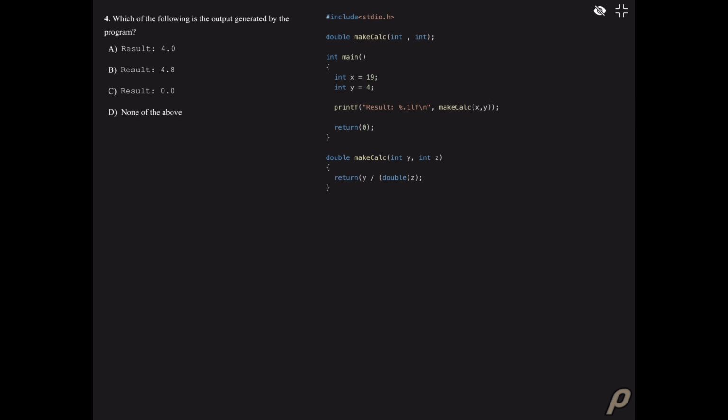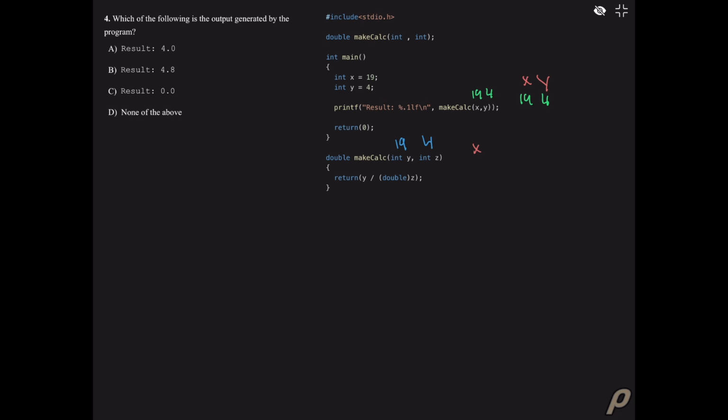All right, question 4. Which of the following is the output generated by the program? Yet again. All right, this one looks very similar to the last one. And if you notice, values are the same. Only difference is what we're doing in this make calc function. So we can kind of speed through this. We can do our x and our y. We know it's 19, and we know that's 4. So 19 and 4 here. And just like before, it's just the order that matters. So this is a 19, and this is a 4.